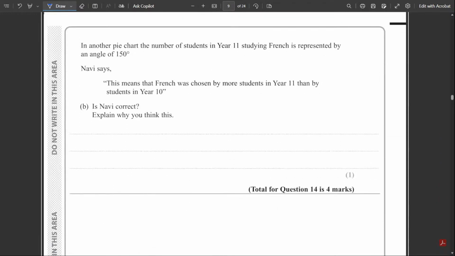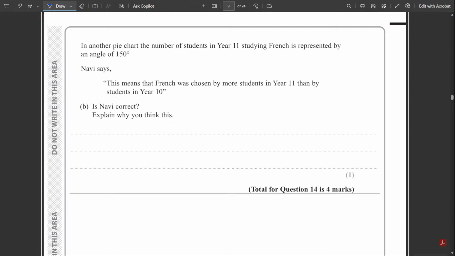In another pie chart, the number of students in year 11 studying French is represented by a 150-degree angle. Navi says this means French was chosen by more students in year 11 than by the students in year 10. Is Navi correct? Explain your answer.